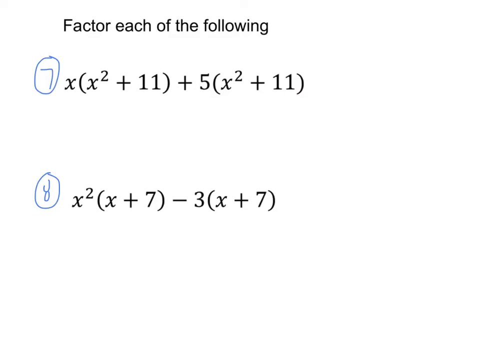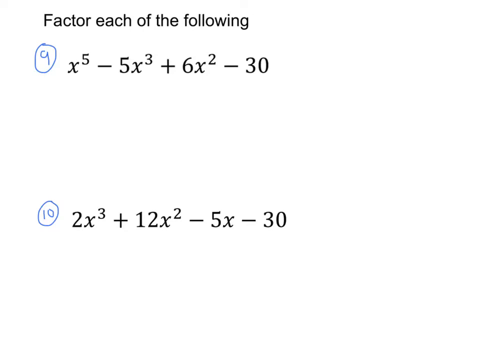Welcome back. I think of this as x times (x squared plus 11), or x groups of (x squared plus 11), plus 5 more groups of (x squared plus 11). So that's the same thing as (x plus 5) groups of (x squared plus 11). For number 8, we can think of this as x squared groups of (x plus 7) minus 3 groups of (x plus 7). So that would have to be (x squared minus 3) groups of (x plus 7).